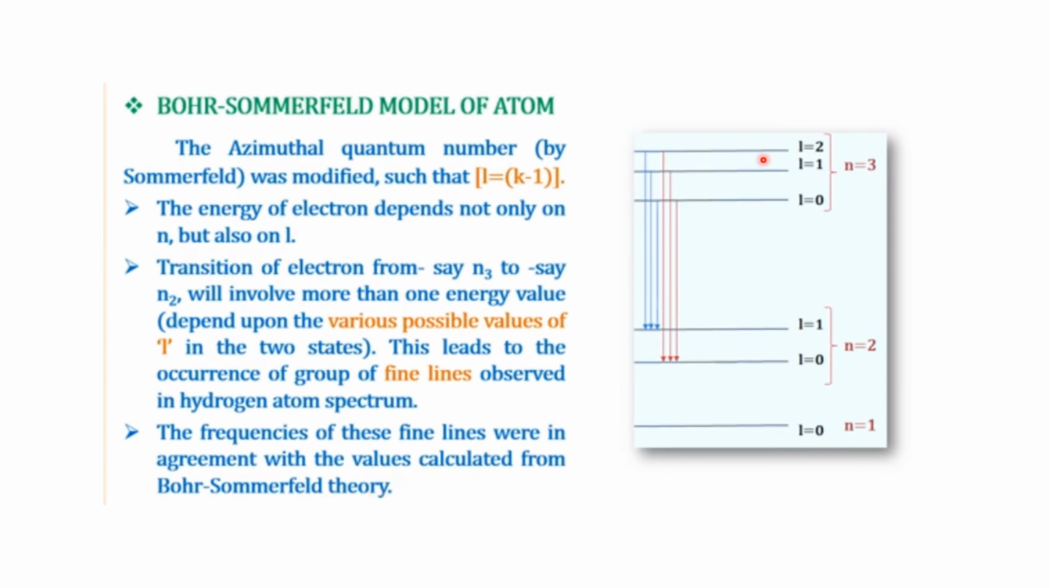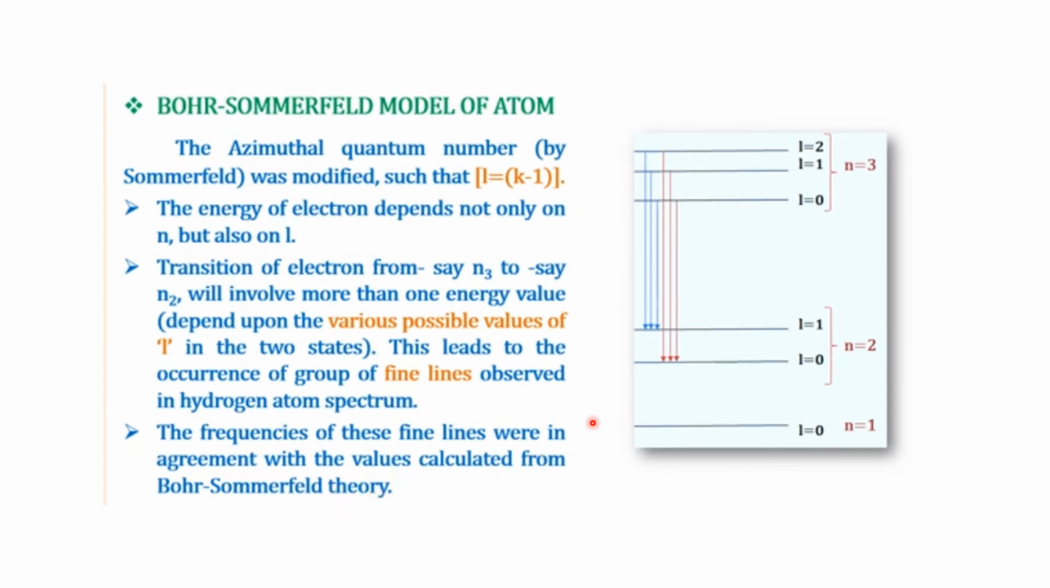The third orbit has three sub-energy levels. So an electron can jump from any of these three sub-energy levels to any one of these sub-energy levels in the second orbit. So this has led to the occurrence of a group of fine lines. Due to these possible jumpings or transitions, the spectral lines can occur as a group of fine lines, which was also observed in the hydrogen atom spectrum. The frequencies of these fine lines were in agreement with the values calculated from the Bohr-Sommerfeld theory.